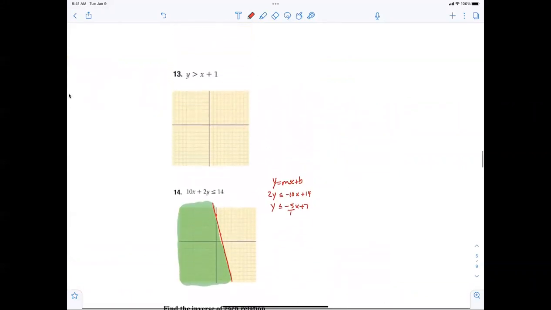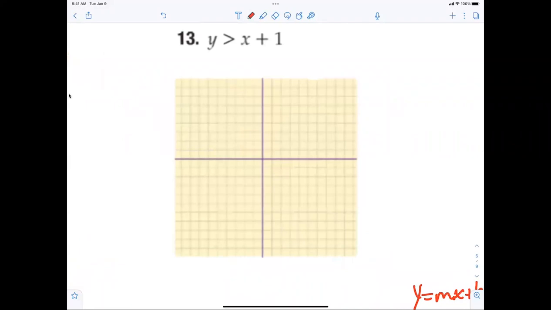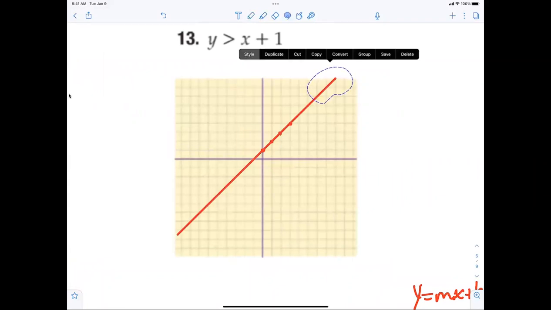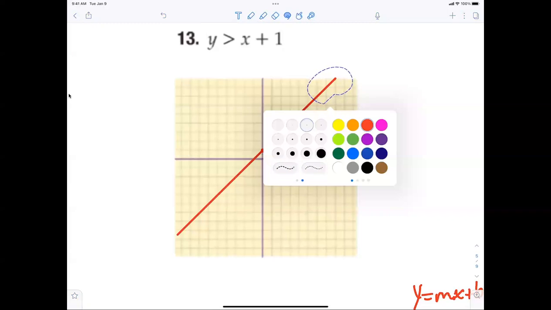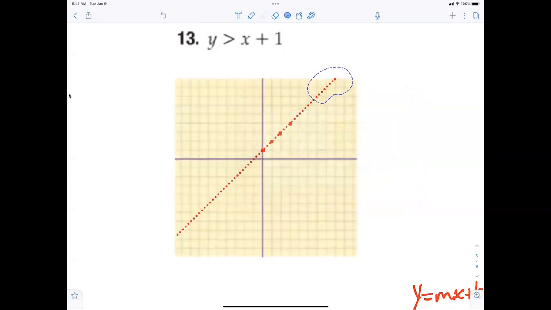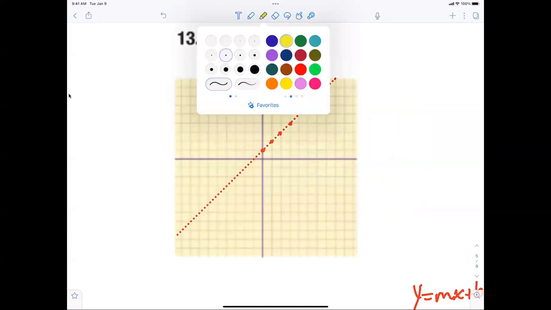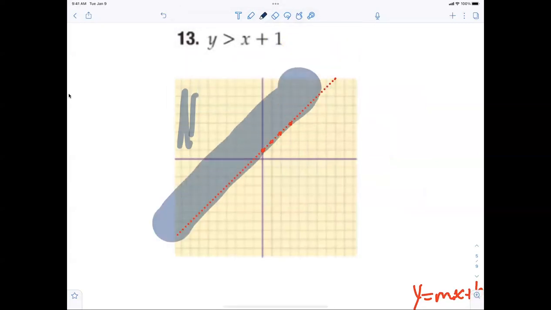Graphing. So we go up 1, right? Up 1 over 1, up 1 over 1. What kind of line, guys? And then which way are we shading? Above. Greater than. You guys good with that?